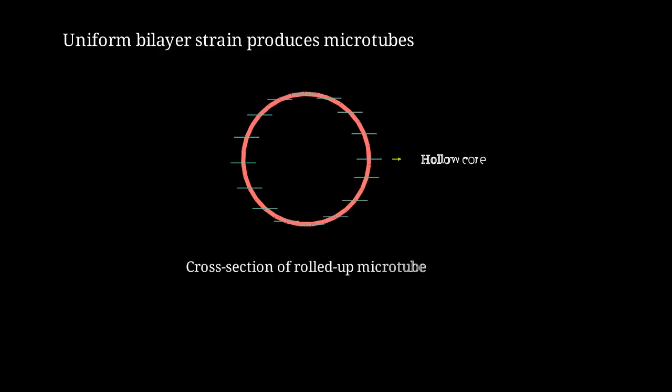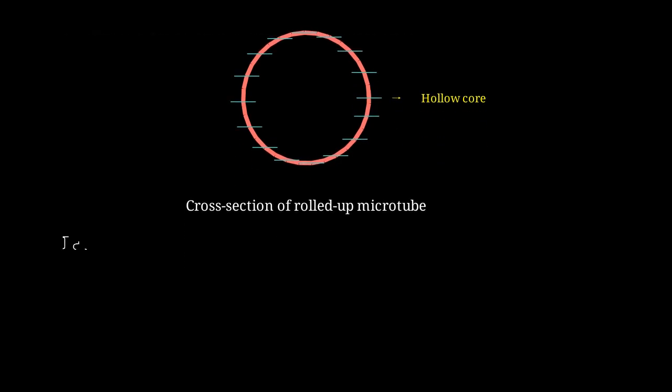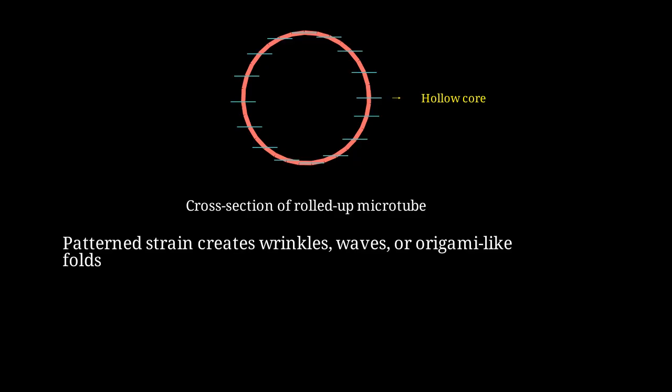Here's a cross-sectional view of a rolled-up microtube. The nanomembrane wraps around itself, creating a hollow cylindrical structure. More complex strain patterns can create wrinkles, waves, or origami-like folds. You can make helical ribbons, folded boxes, or even saddle-shaped structures.